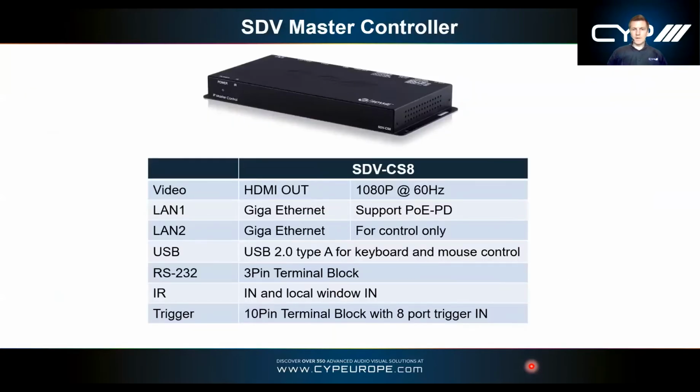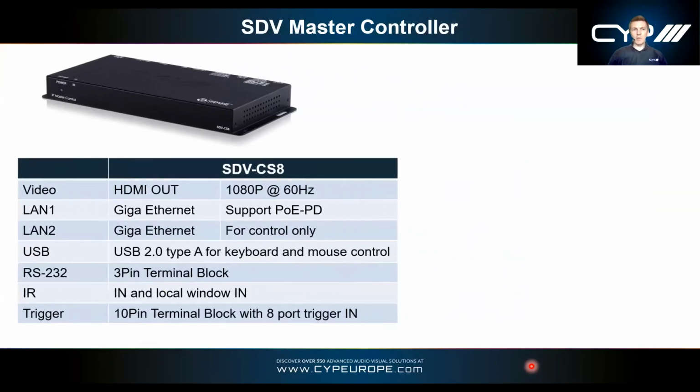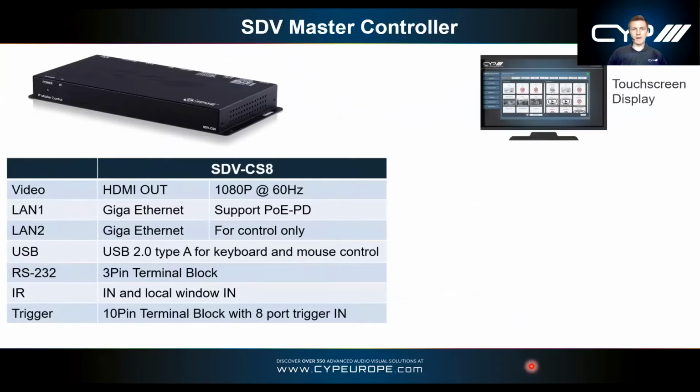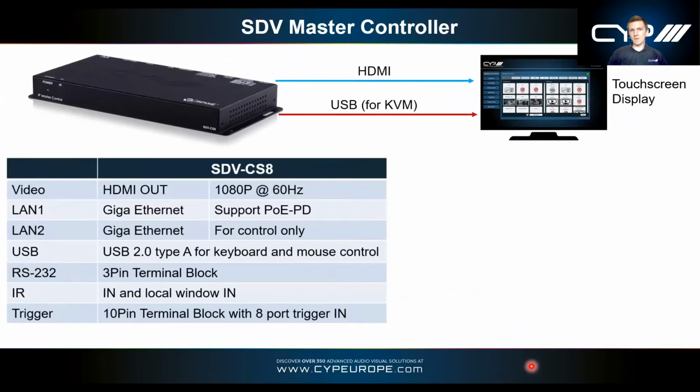And then just quickly looking at the controller, the SDV-CS8. Many of you are probably familiar with our CS7, which is the 1 gig unit. In terms of the look, the actual hardware looks very similar, and it operates in a similar way as well. If you wanted to use it with a touchscreen, you can connect the controller directly to a touchscreen with an HDMI cable for video and a USB cable for the touchscreen functionality.